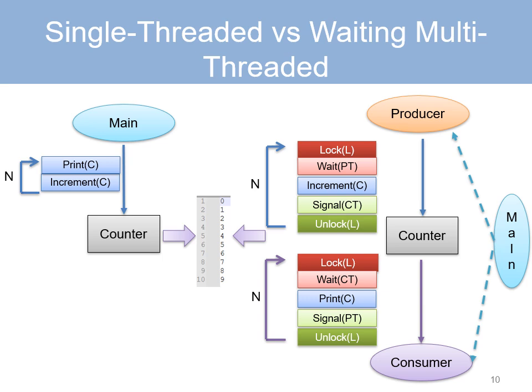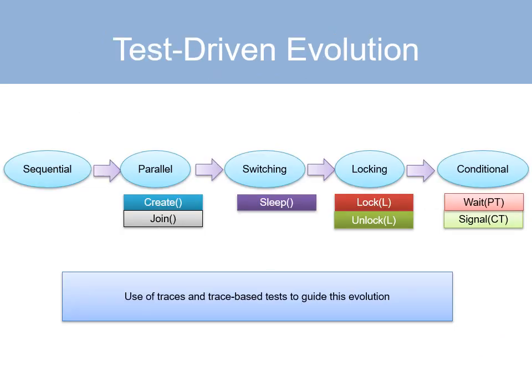So that is why we need traces. What I'm going to do next is show you how our tests and traces can be used to evolve from the sequential program to this concurrent program. Okay? And I'm going to do this in stages.